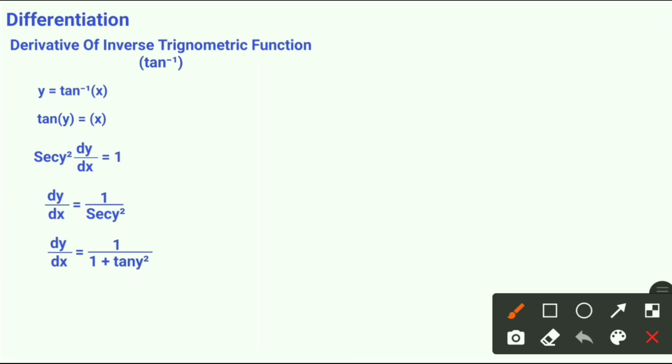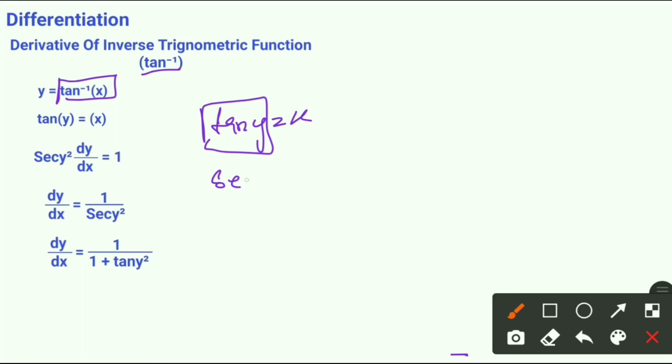So what's happening here? The derivative of an inverse trigonometric function, tan inverse. To differentiate this one, tan y is equal to x. Then you differentiate this: tan y would be differentiated to sec squared y dy/dx, which is equal to 1, since differentiating x to the power 1 gives 1. We have already used the identity that if you differentiate tan, it will be sec squared.